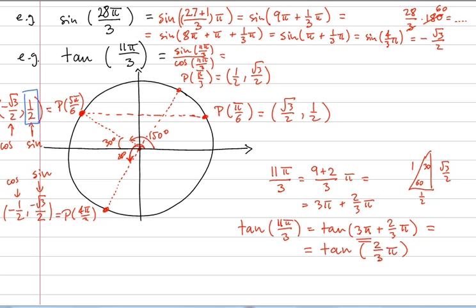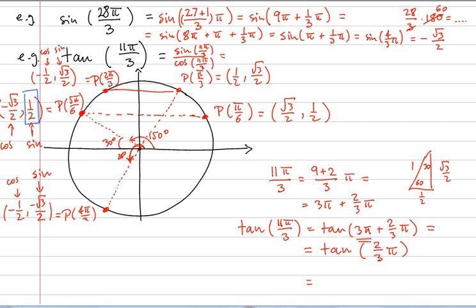Now we need to see where 2/3 pi is on the unit circle. 2/3 pi is the mirror image of pi over 3. So this is P of 2 pi over 3. It's the mirror image of P of pi over 3, so its x coordinate gets a negative sign, the y coordinate stays the same, and the first one is cos, the second one is sine.